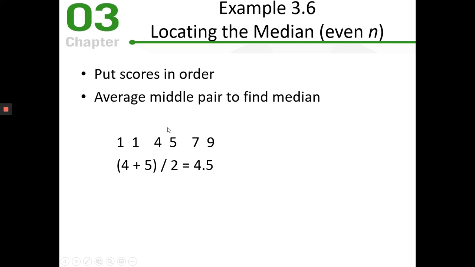That middle part right there. So 4.5 is not a score that anybody had in this sample, but it is the median because at 4.5 we have three scores below it and three scores above it. So with an odd number, your median will be an actual score in your data.